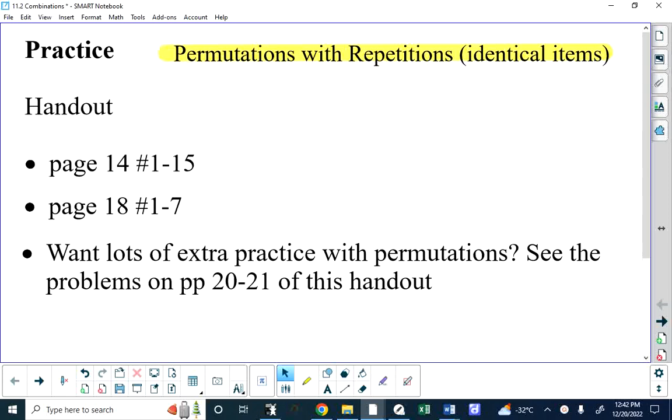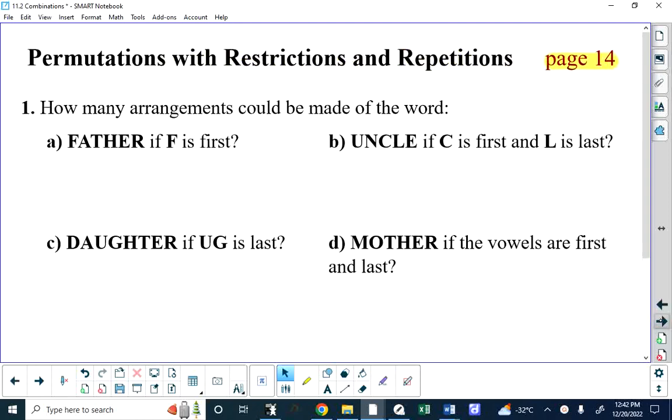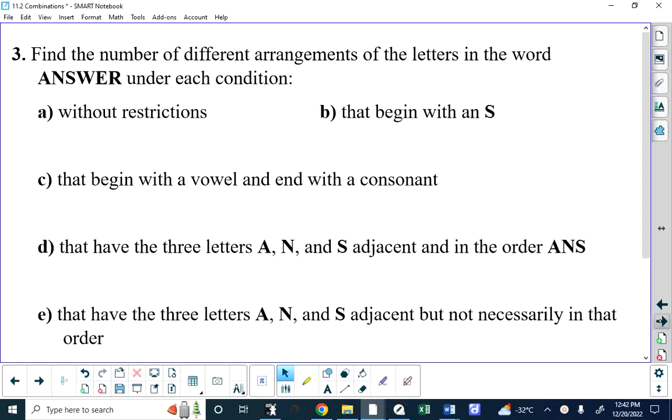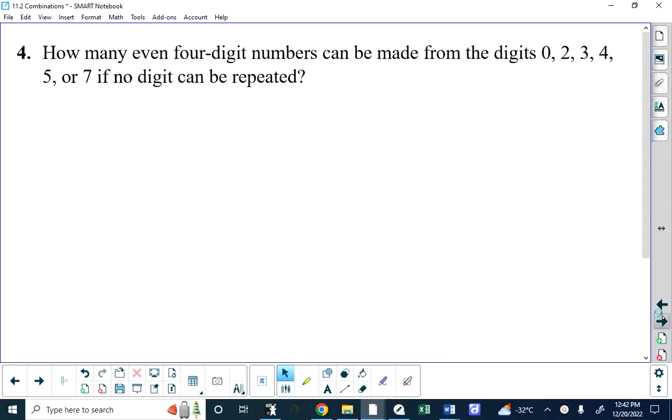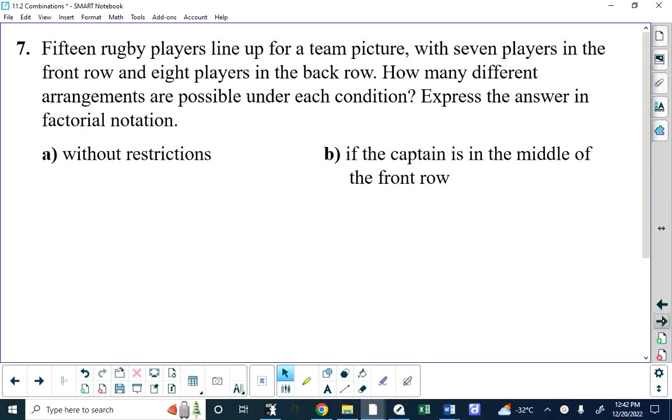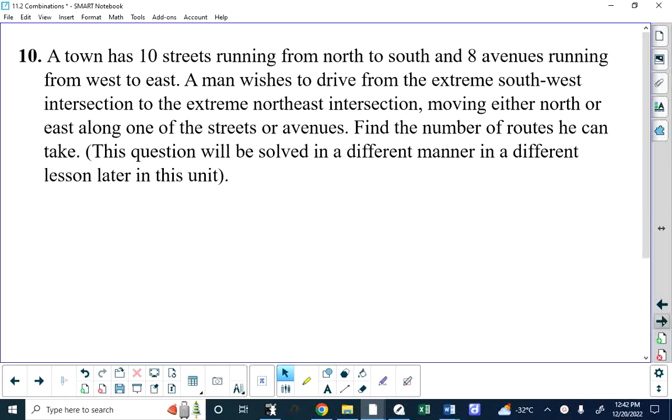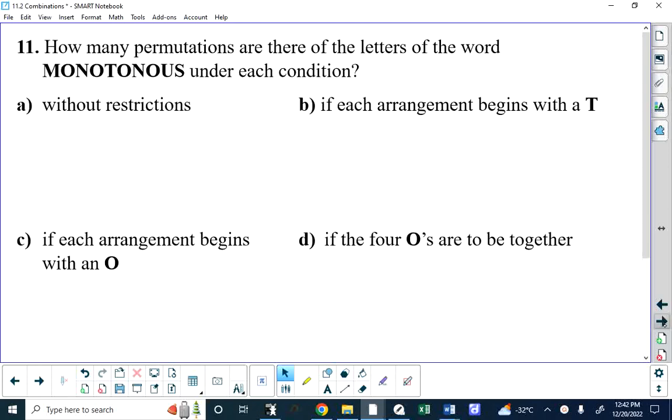I think the only thing that was different in this assignment was the fact that you're dealing with repetitions, which means identical items. So for example, this is all just kind of review here. But when you get to the next section, or even stuff like this, you have to use the concept of identical items.